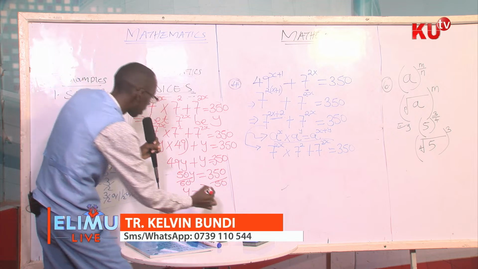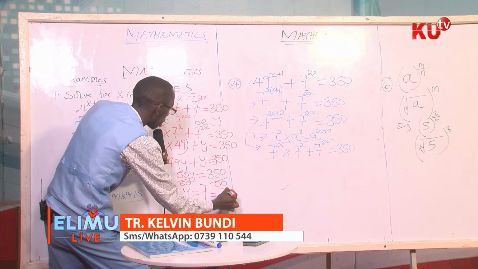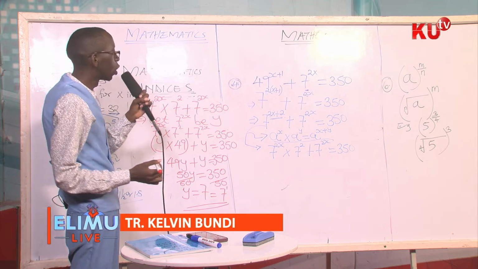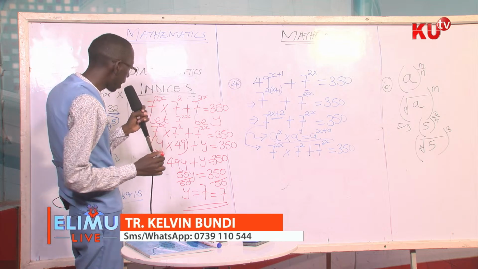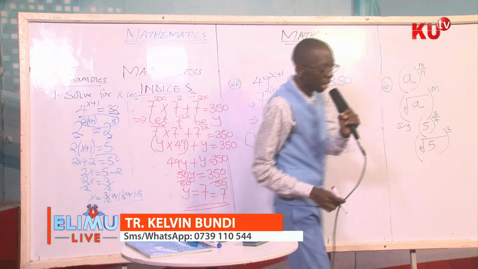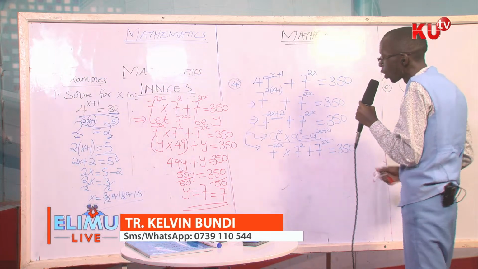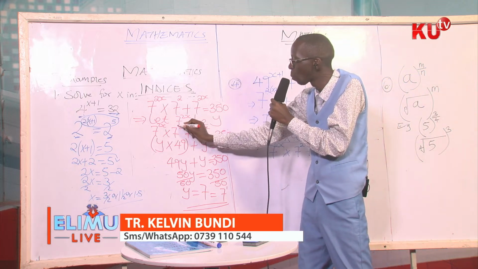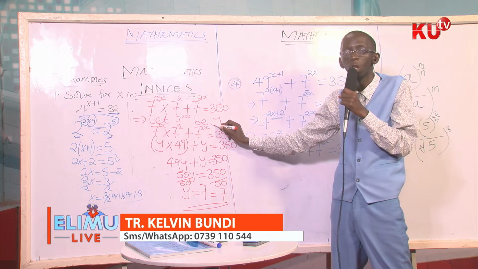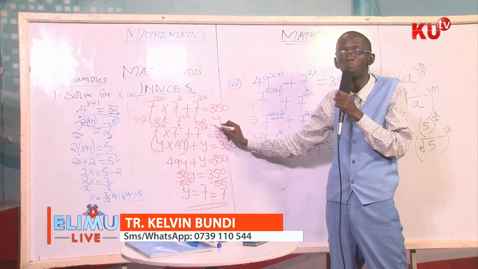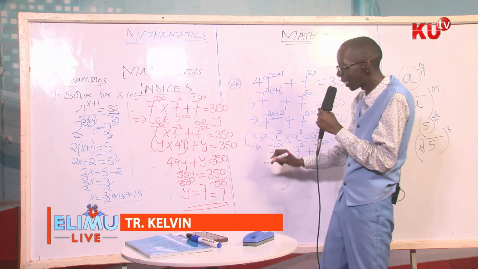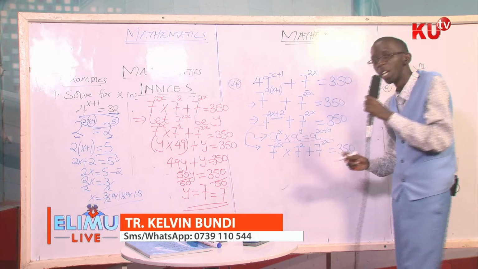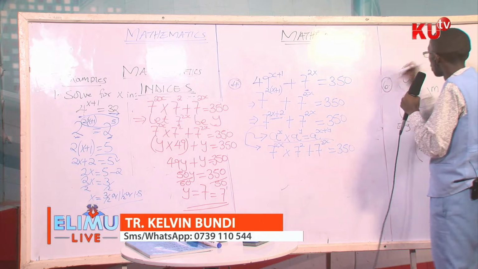7 is the same as 7 to power what? 7 to power 1. 7 is the same as 7 to power 1. My dear student, after getting y is equal to 7, you come back to where you let 7 to power 2x be y. And you have gotten the value of y is 7 to power 1. What is the next step? Equate.